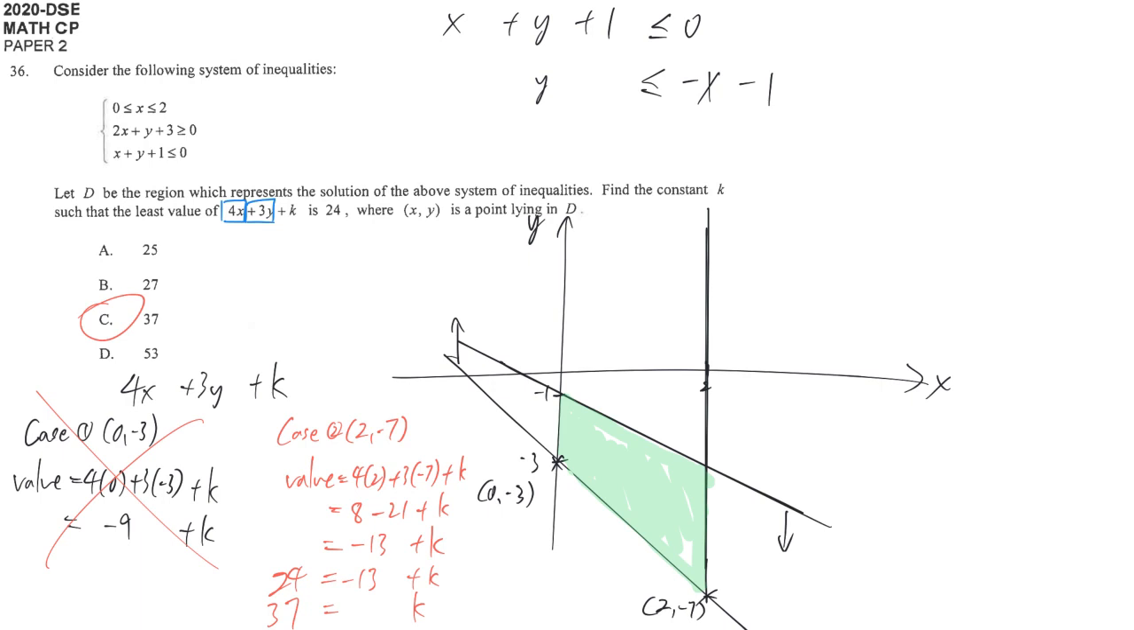The key point is to think about what is the favorable outcome for xy in order to get the least value in this case. It will greatly reduce the time spent in your calculation.